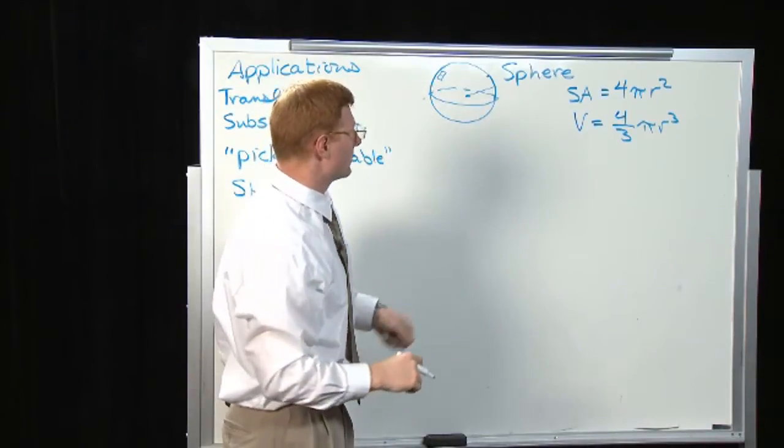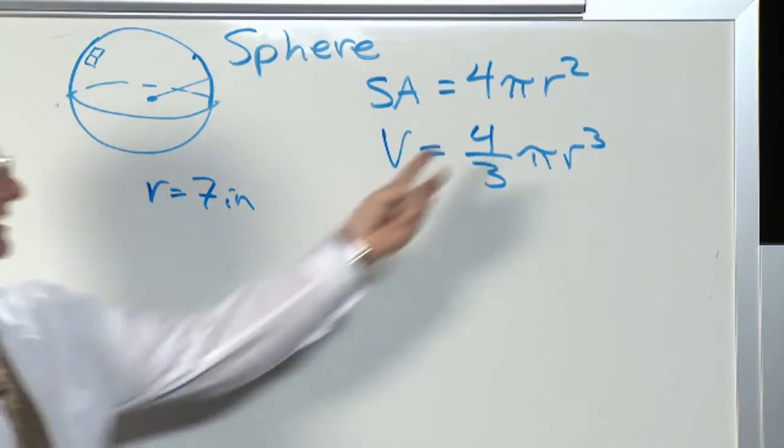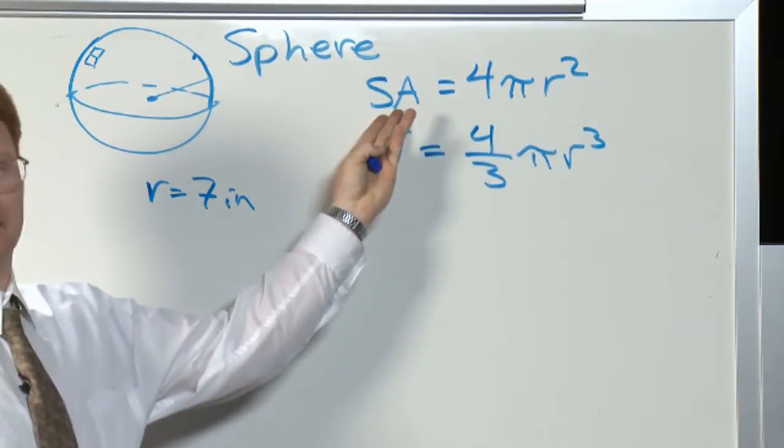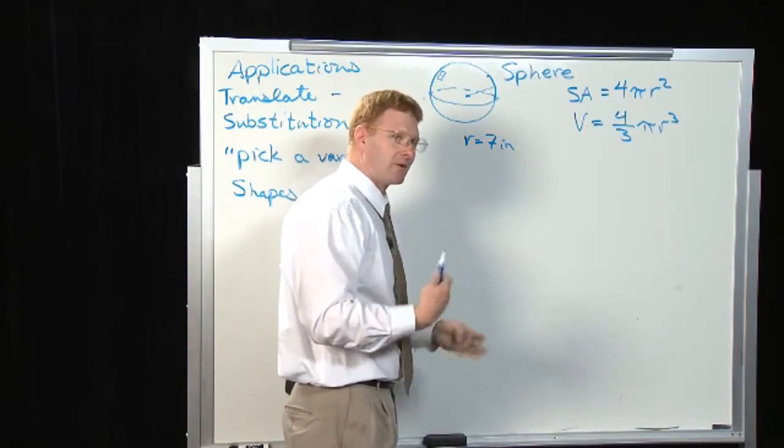Now, on these type of problems, we would give you a radius. Say the radius is 7 inches. And you'd stick it in here and you'd use the formula to get these. Now we're going to make sure you can go backwards all the time.